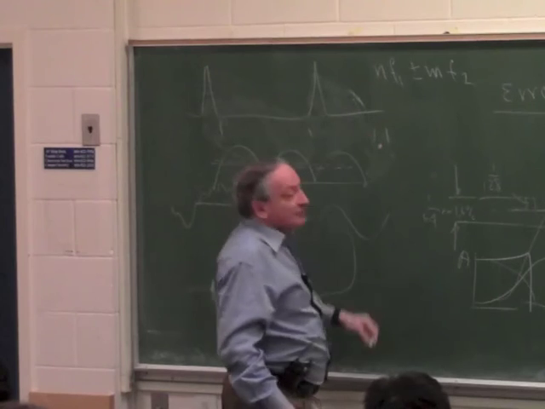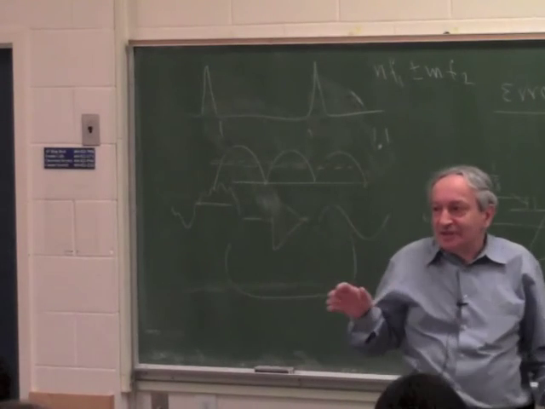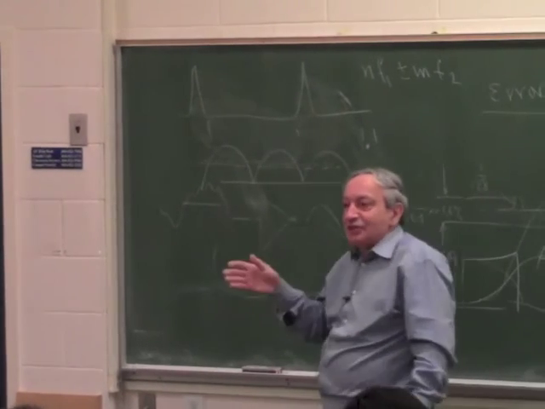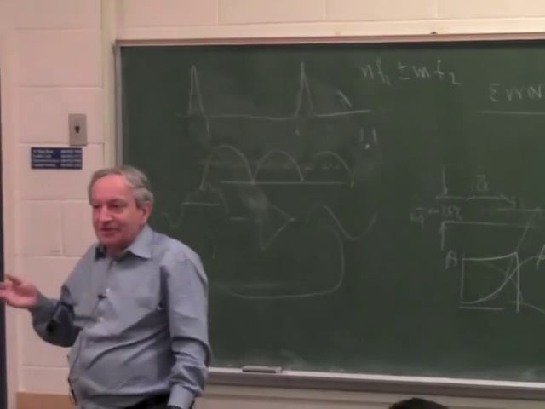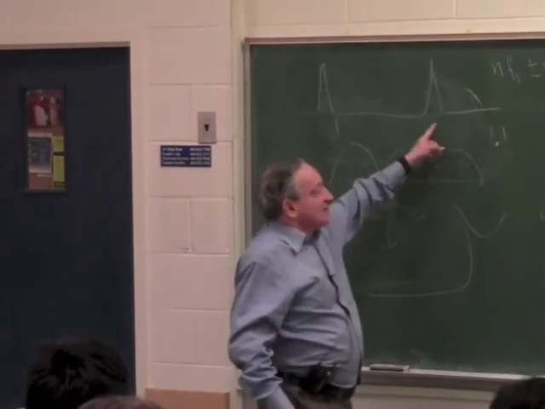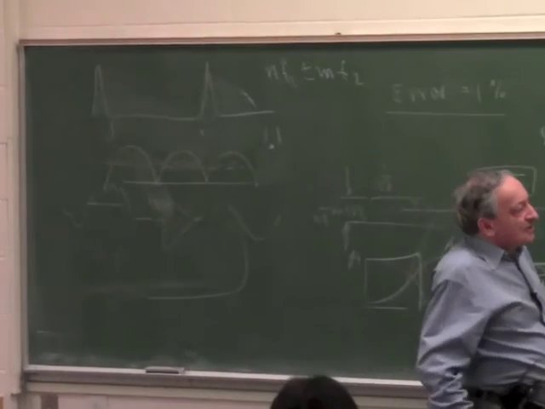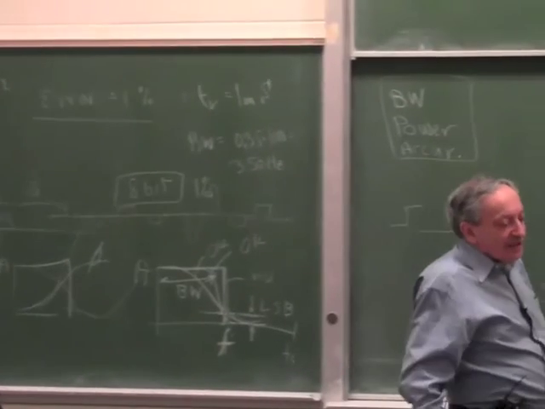So for a sine wave, it's not bad. If you rectify a sine wave and mistake the average for RMS, it's only a 10% error. But if you're dealing with pulses, it's a very dangerous mistake to make. So this is like a general guideline.